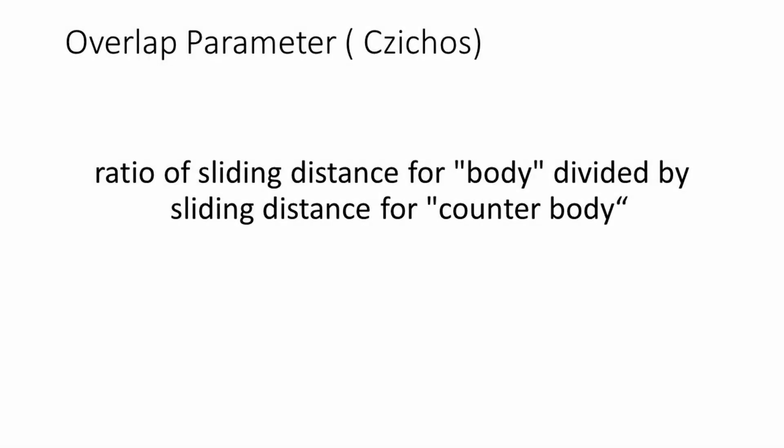The overlap parameter is the ratio of sliding distance for body divided by sliding distance for counterbody. For the thrust washer, this is 1. For fretting tests, it's close to 1, but for pin-on-disc tests and the like, it is variable, but is typically less than 0.05. The overlap parameter also applies to reciprocating tests. The longer the stroke, the less the linear wear on the plate sample for a given amount of wear on the moving sample.